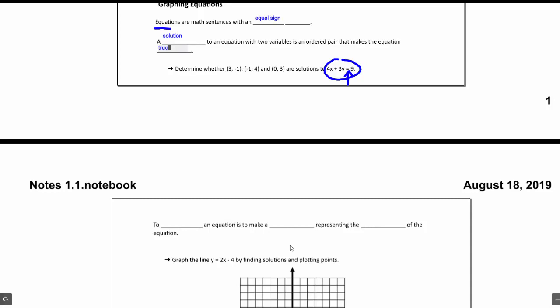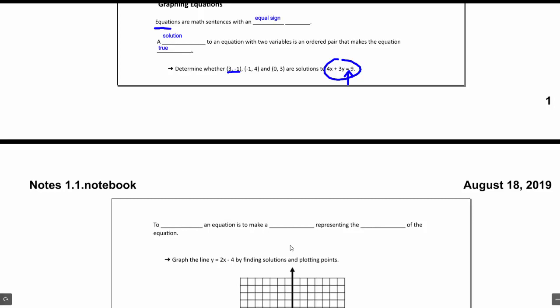So let's just take a look at this example here. We want to check our first ordered pair, which is (3, -1). There's three. This basically is 3 separate questions. We've got the first ordered pair. We're going to check to see if it's a solution. Then we'll check the (-4, -1), (4, ...) and then (0, 3). So some of these may be solutions and others not.